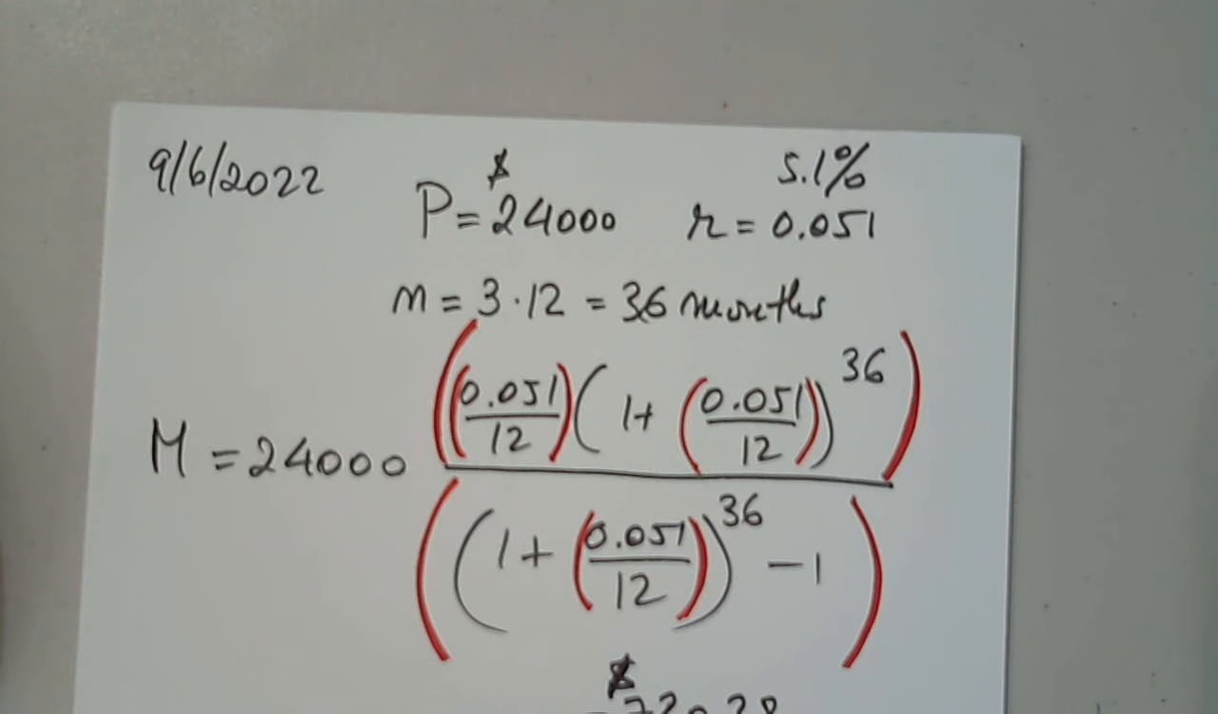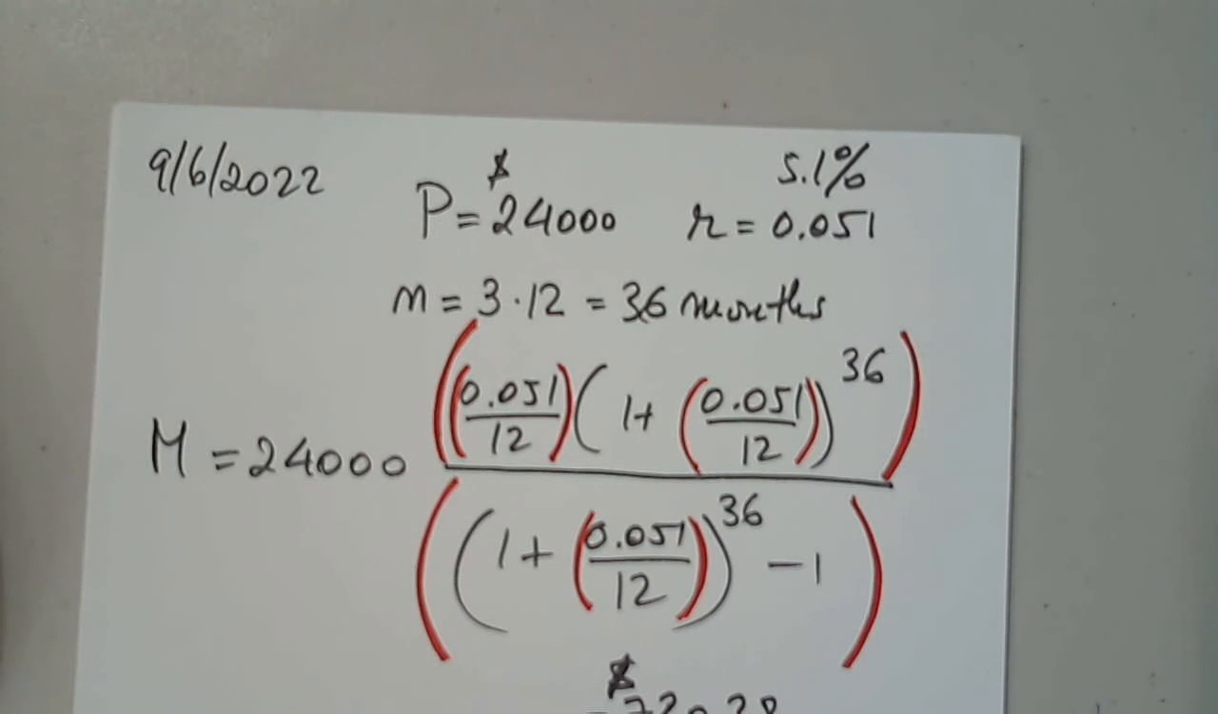$720.38. Now, you're not asked to do this, but let's see how much we pay in addition to returning the $24,000. We have to return it. So I'm multiplying this by 36 months. How much do I end up paying in 36 months, in 3 years?